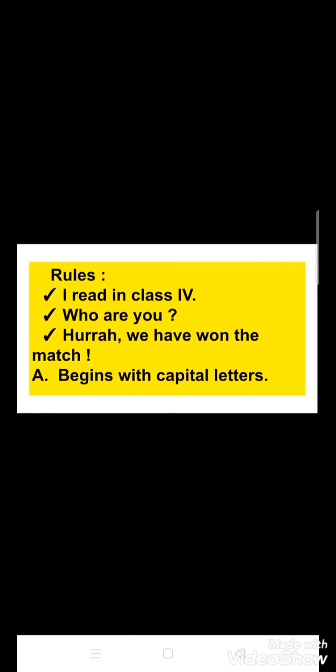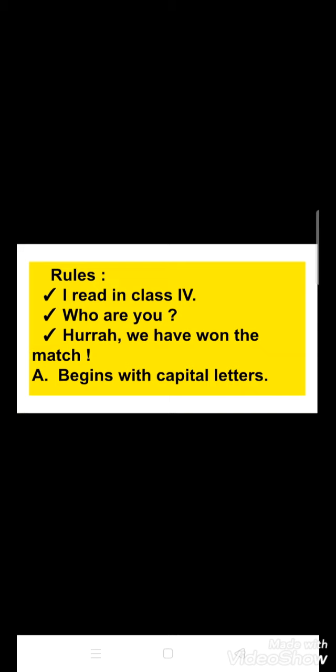So today we are going to discuss a few more rules in order to form a new sentence. To know about these rules, let us first have a look at these examples. Number 1 is, I read in class 4. Who are you? Hooray! We have won the match.